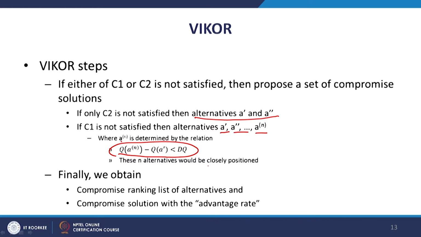So this was the last step in VIKOR. Finally, what we obtain is a ranking list of alternatives and the solution with the advantage rate. These are the main steps of VIKOR, and you can clearly see how it is different from TOPSIS. However, both these techniques share quite a bit of similarity in terms of procedural steps. However, there are some big differences as well.